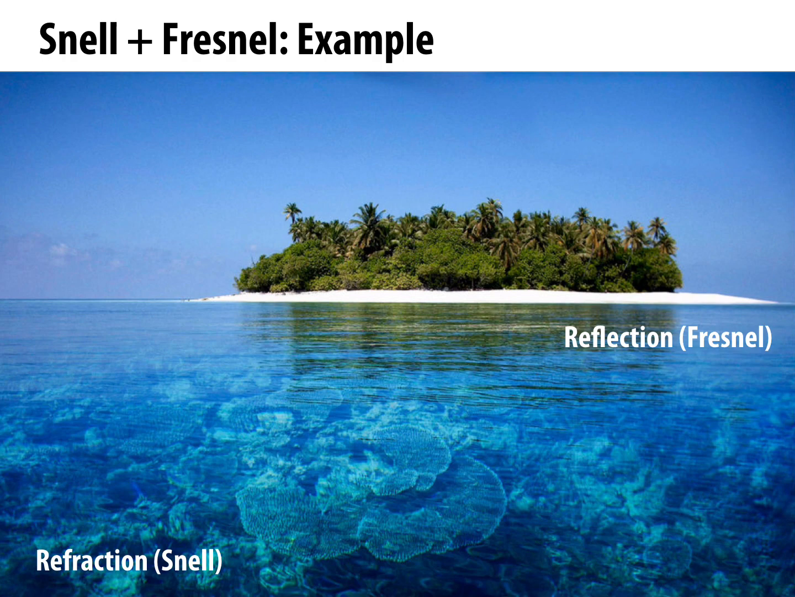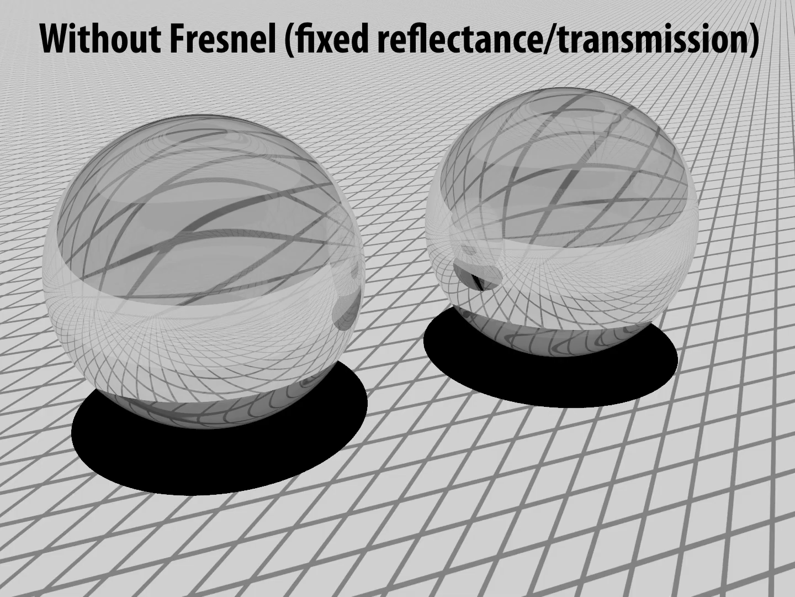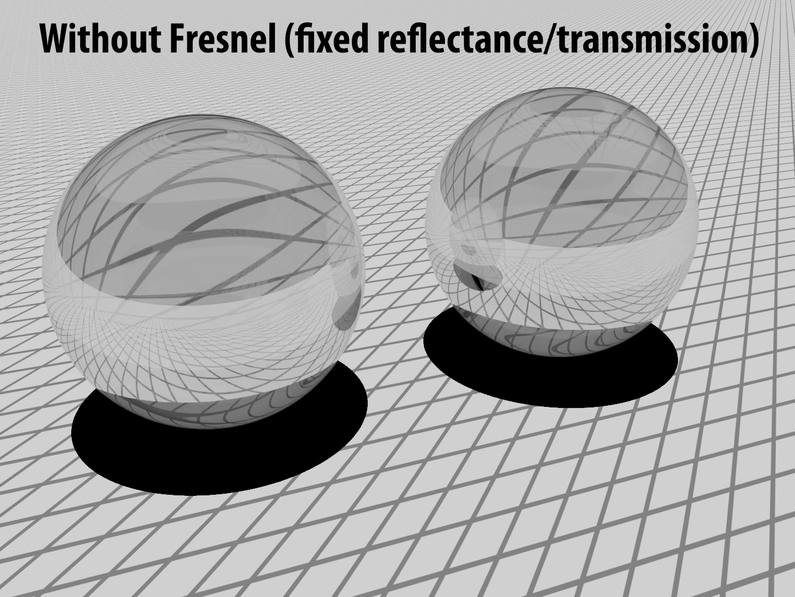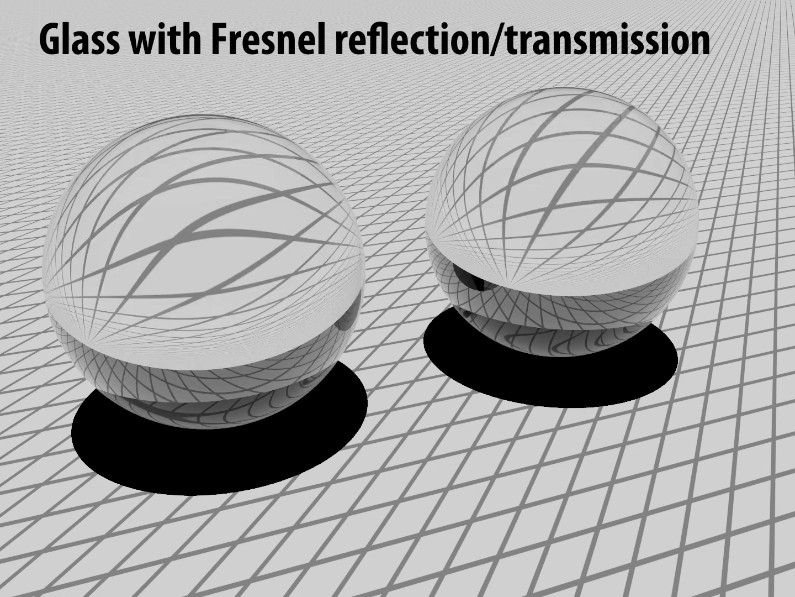And likewise, when you generate synthetic images, it really becomes apparent if you're missing these phenomena. So here's an example of two glass spheres we're trying to render, sitting on this kind of crisscross pattern on the ground. This is without this Fresnel reflection, just fixed reflectance and transmission that doesn't depend on angle in any way. And here's the glass with the Fresnel reflection. So it can make a really big difference in the appearance and the realism of your materials.